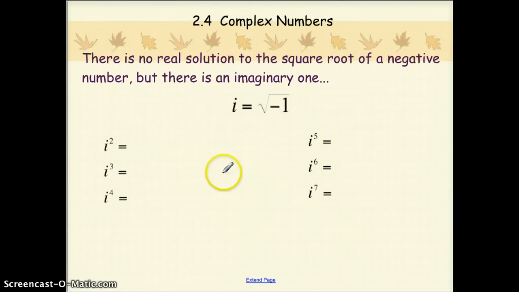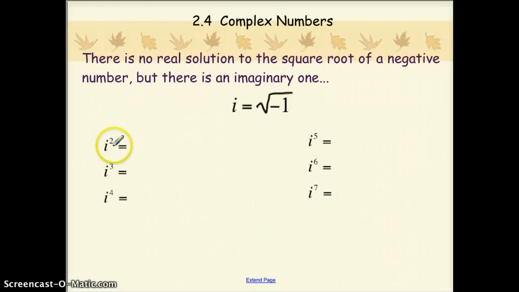Okay, this is the introduction into what i is all about. i is the square root of -1. That's the definition of i. Before you learned about imaginary numbers, you were told that you couldn't take the square root of a negative number. But now we're saying you can take the square root of a negative, but it's imaginary. Now you can do different things with them. We can fill in all of these if we use this general property here.